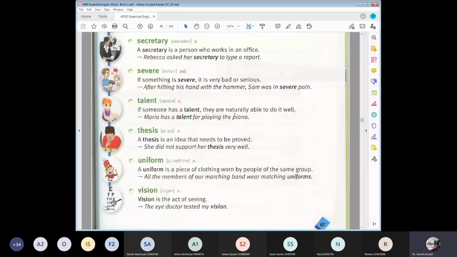And then you have talent. We spoke about talents before. If you play a musical instrument, you're talented and you have talent. If you sing, if you write, sometimes we even have a published writer in class. This is a talent. So Maria has a talent for playing the piano.